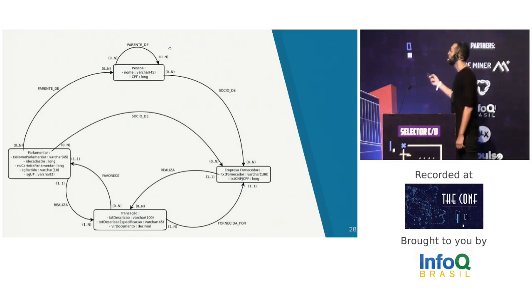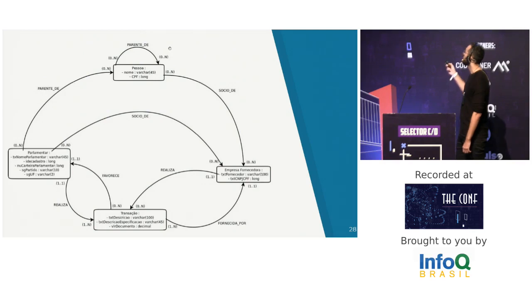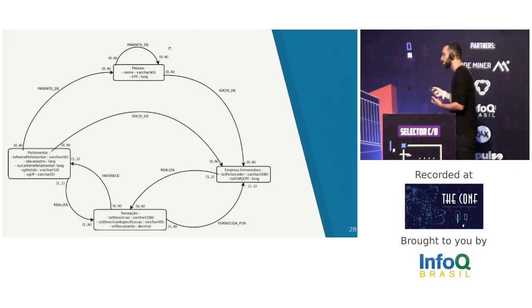And also, if a deputy relates to some person up to the third degree, we can see that we have some self-relationships here in the person vertex. And if this person is a partner of the same company, we also have a fraud pattern. So that was my data model.